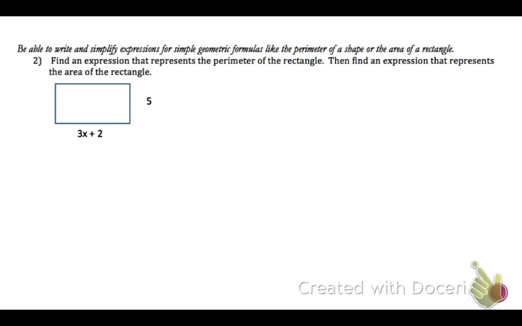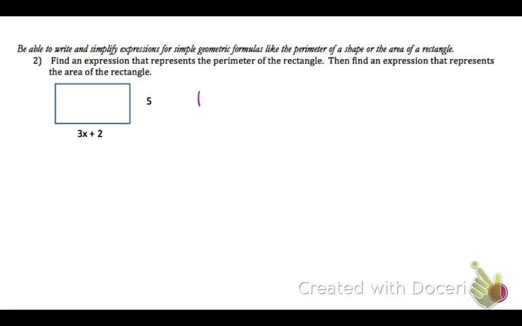The second concept you want to be solid on is to be able to write and simplify expressions for simple geometric formulas like perimeter of a shape or area of a rectangle. So in this example, let's find an expression that represents the perimeter of this rectangle that you see. Then we'll find an expression for the area.